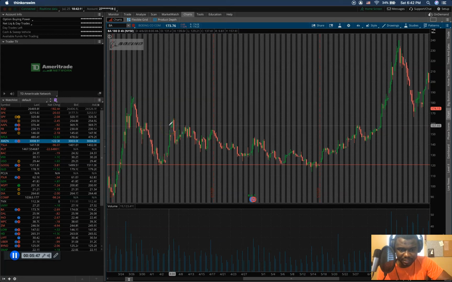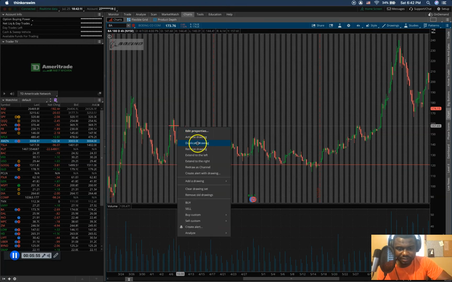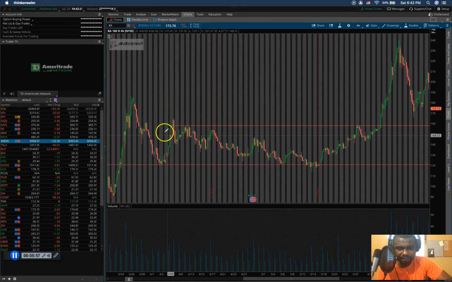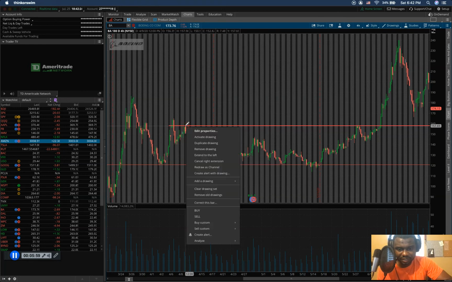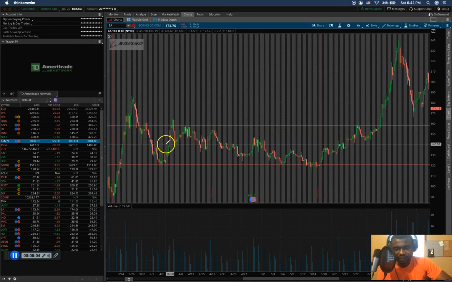Probably have to come about here to see some levels of resistance, right? So draw a line, and then we'll extend it to the right. We'll also extend it to the left to see what kind of action we get to the left as well. All right, so here we go.